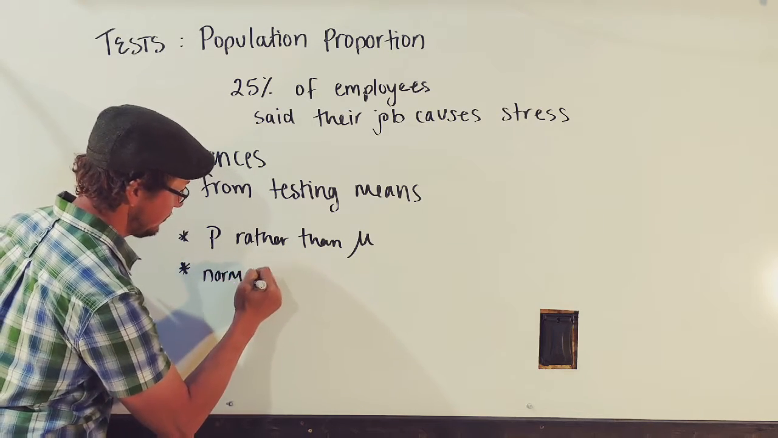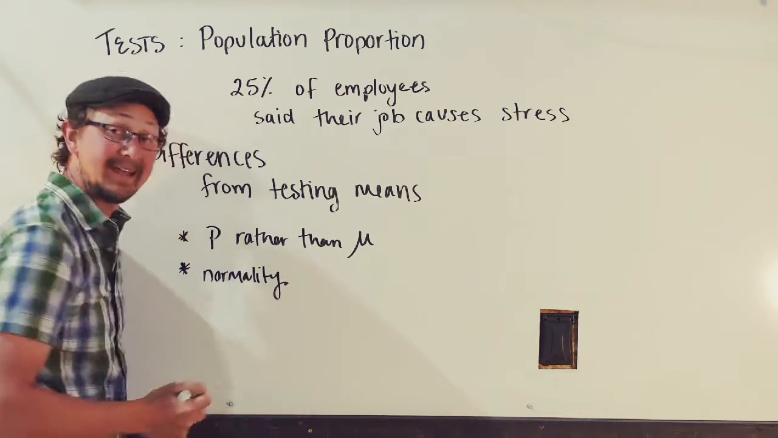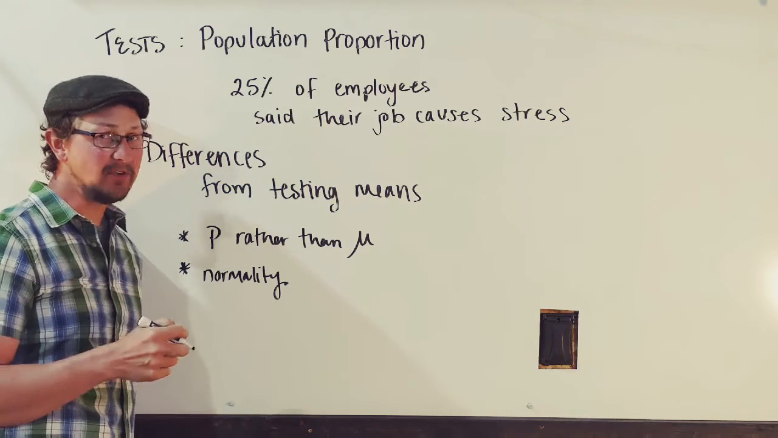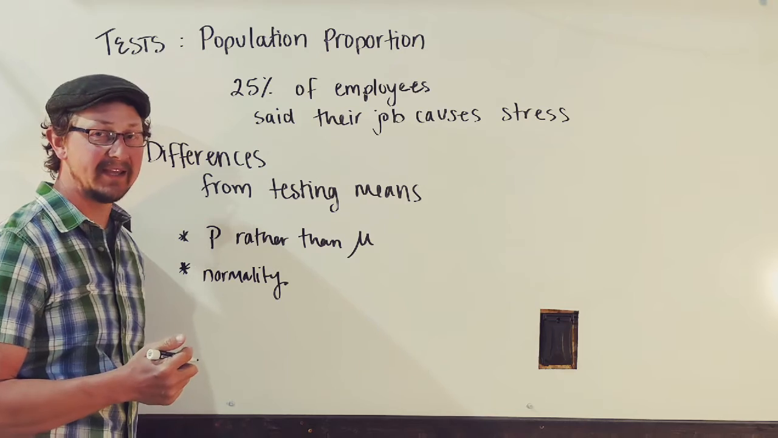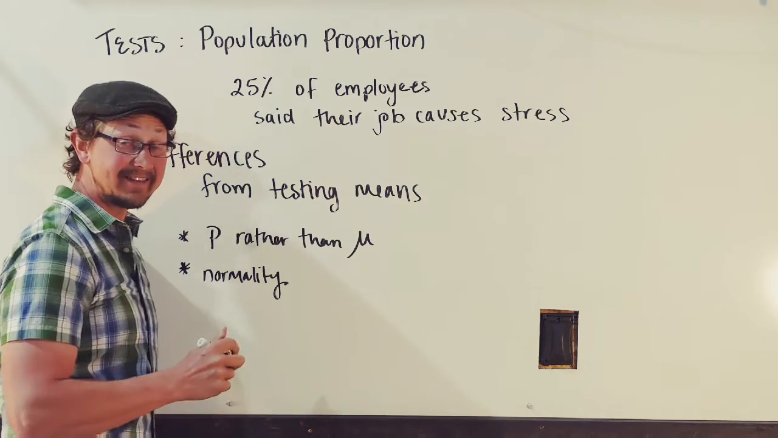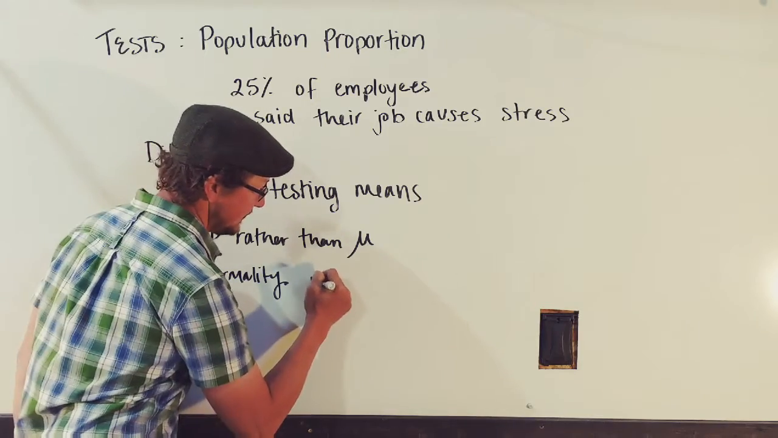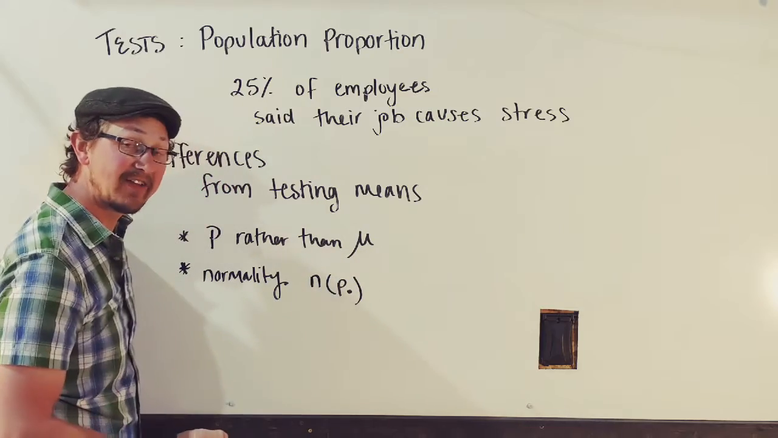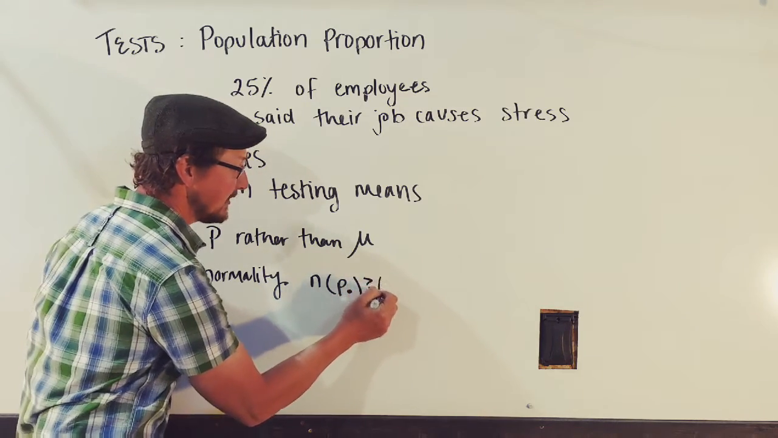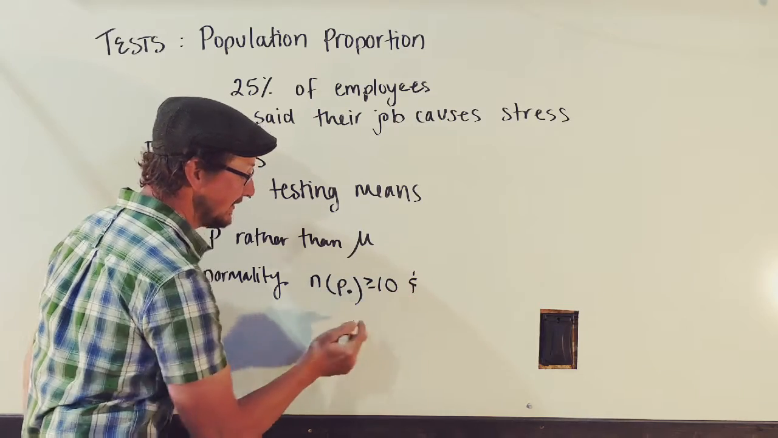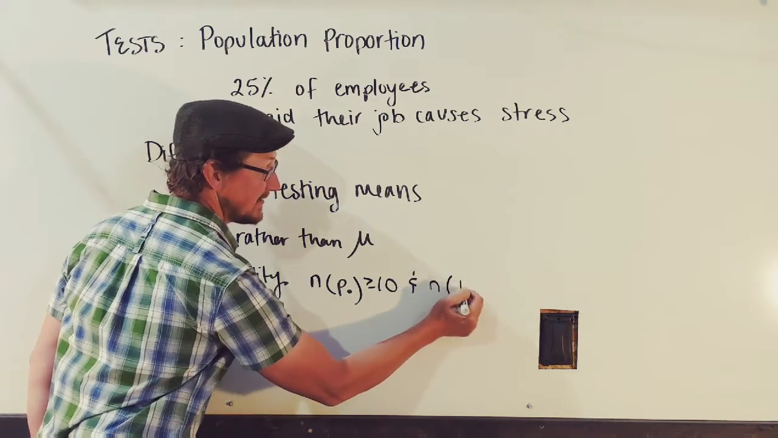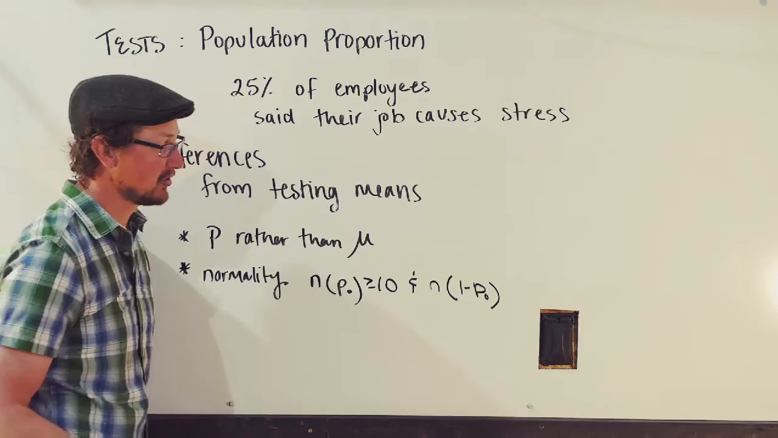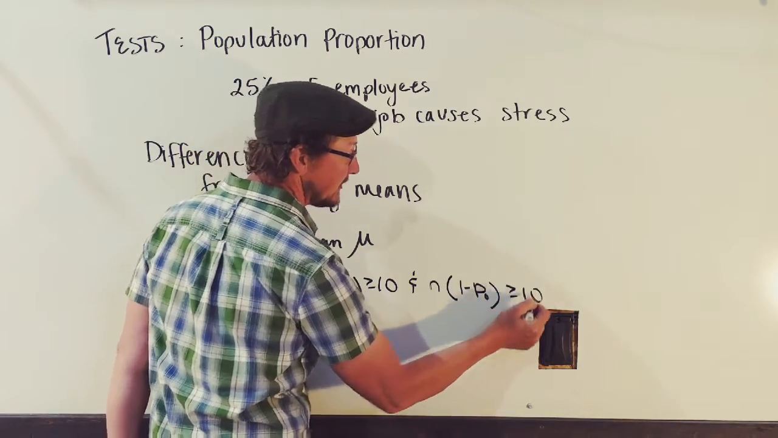Our second difference comes to us in step 2, our conditions. Normality is going to be shown by having a large sample size, but we can't use the central limit theorem like we do in mean testing. Instead, we're going to say the sample size times my hypothesized proportion is greater or equal to 10, and the sample size times the complement of the hypothesized proportion is also greater or equal to 10.